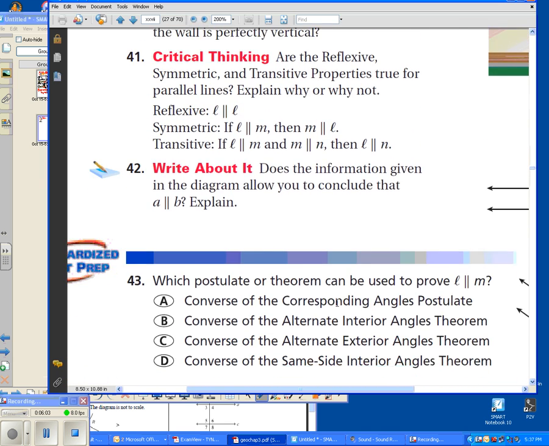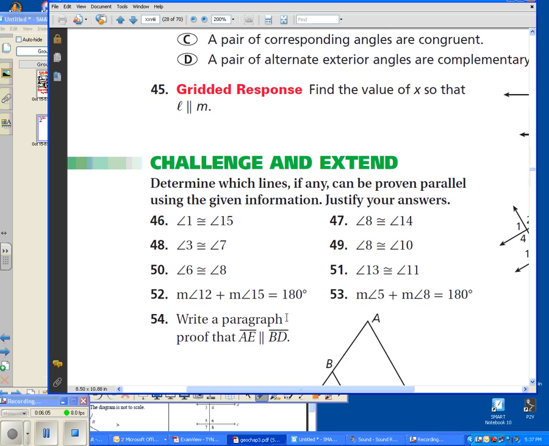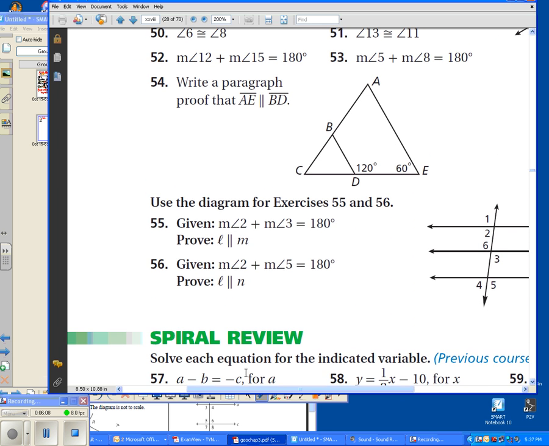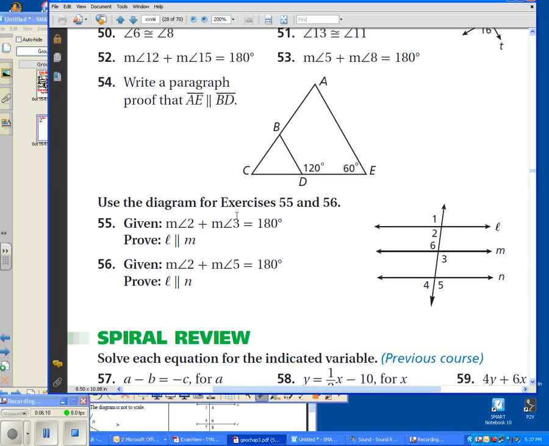Okay. Goodness gracious. Let's go faster. Okay, 55. Sweet. Here's a good one. It says, given measure of angle 2 plus measure of angle 3 in this picture equal 180 degrees, prove that line L is parallel to line M.